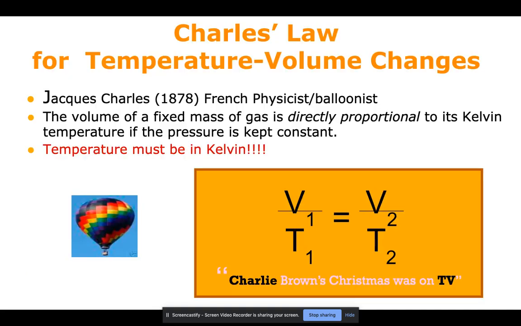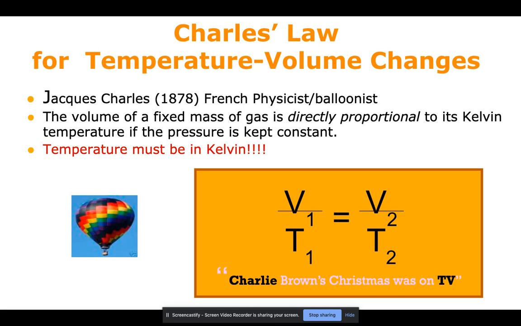The last formula we're going to look at this week is Charles's law for temperature and volume. A guy named Charles, a balloonist, oddly enough, discovered this particular law, or at least came up with it. He noticed that the volume of a fixed mass is directly proportional to the Kelvin temperature, not indirect, like Boyle's law. The temperature must be in Kelvin.